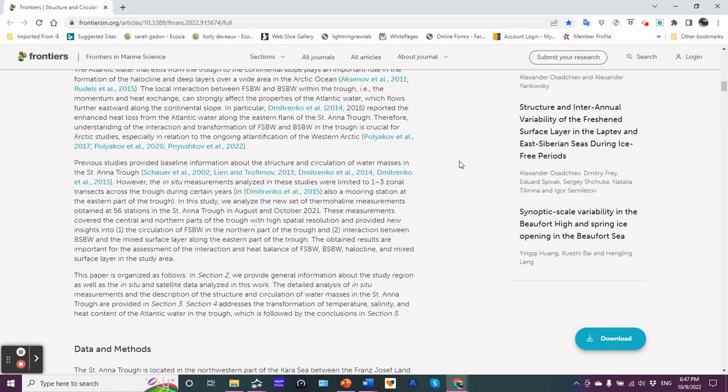Therefore, understanding of the interaction and transformation of FSBW and BSBW in the trough is crucial for Arctic studies, especially in relation to the ongoing Atlantification of the Western Arctic. And a couple of papers cited here.